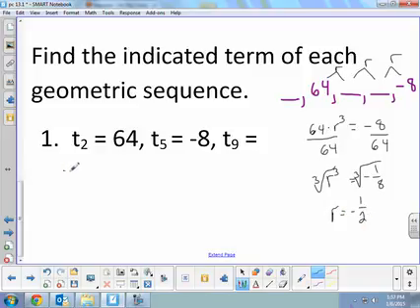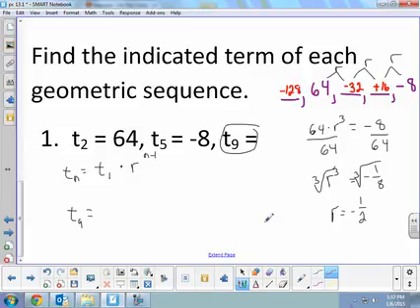So I'm going to look at my formula. T sub n equals T sub 1 times r to the n minus 1, and we are looking for T sub 9. So let's go ahead and substitute everything in. T sub 9 would be your first term. Oh, we haven't found our first term yet. Well, if I'm multiplying everything by negative 1/2, that would be negative 32. That would be positive 16. And that would be negative 128. So I do know my first term now. It's negative 128.